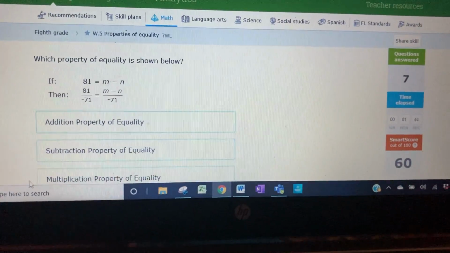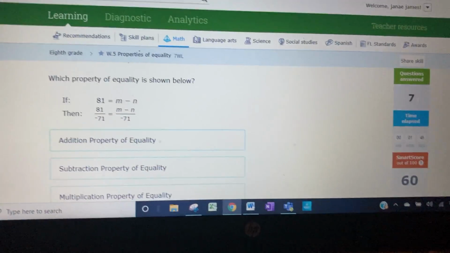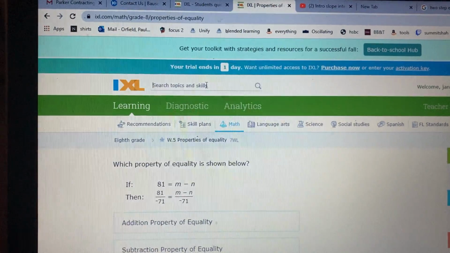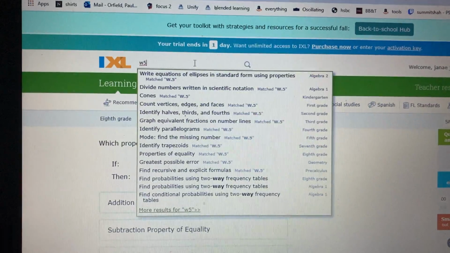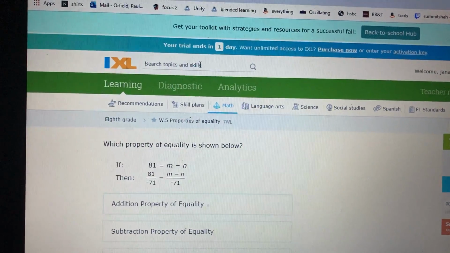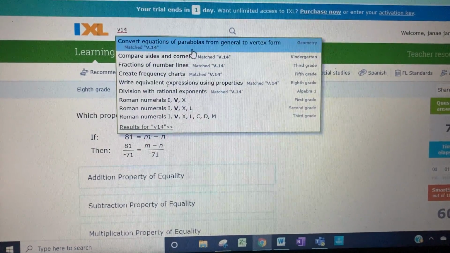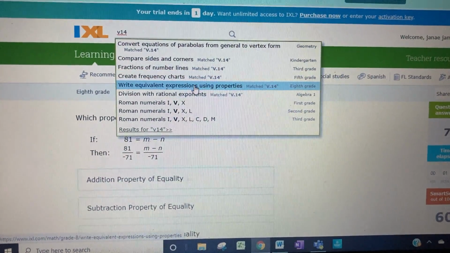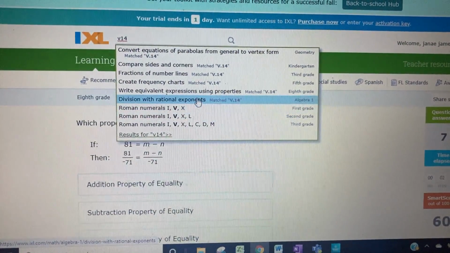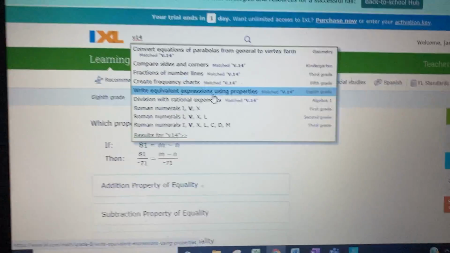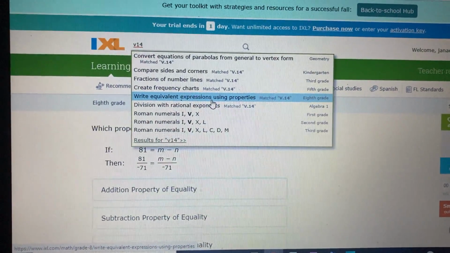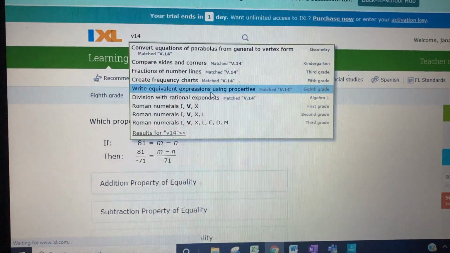All right, last one, and this one is definitely the most difficult. Yeah, so it requires you to have a pretty decent understanding of this. Sorry, we're not doing W5, we're doing V14. And don't let the fact that it's in 7th grade throw you off. Oh wait, no, it is in 8th grade. V14, 8th grade.